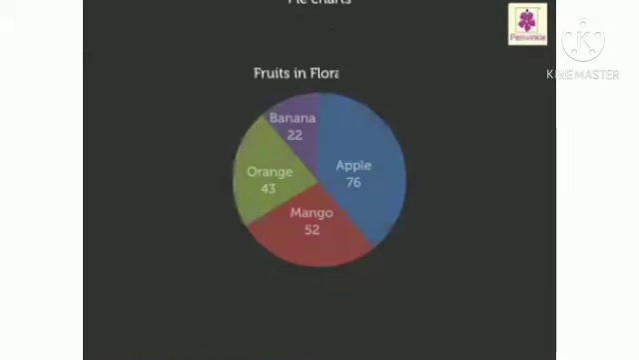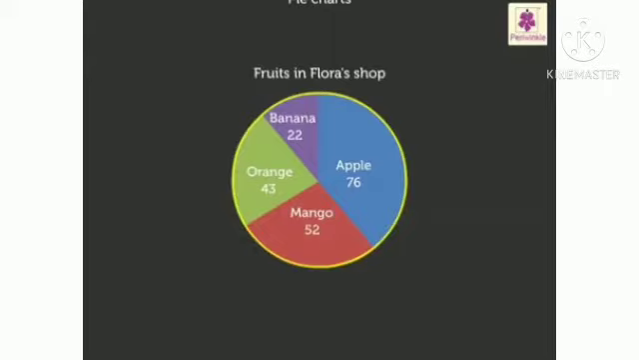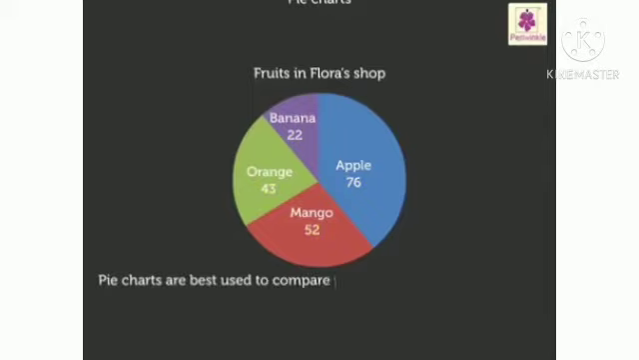For example, look at the pie chart. Now, let us learn how to read it. The circle represents all the fruits in the shop. The title tells us that the pie chart is about different fruits in Flora's fruit shop. The circle is divided into smaller parts called segments. Each segment of the circle represents a different fruit and a specific value. Here it is the number. Pie charts are best used to compare parts of a whole.